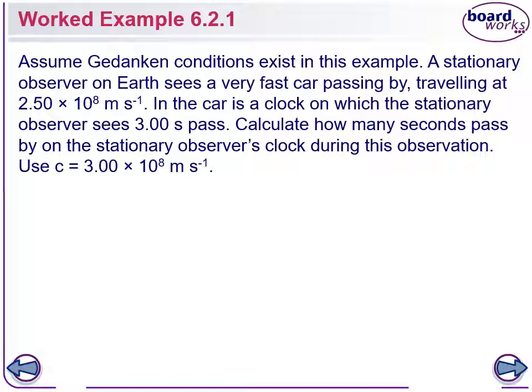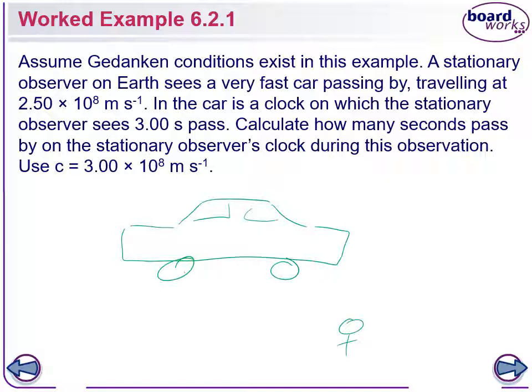All right, so what we have is a very fast car. Hope you're not laughing at my car. This is a work of art. There is a person down here who is stationary. The car is travelling at 2.5 times 10 to the 8 meters a second, and this person has a watch. Okay, the car has a clock. And so, our stationary observer sees 3 seconds pass on the clock that's in the car. We want to know how many seconds pass on our stationary observer's watch.